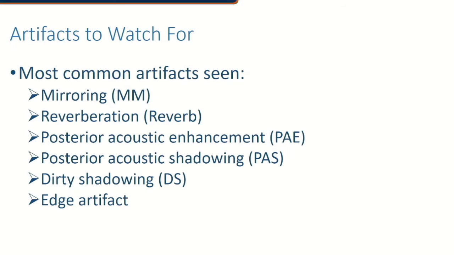Now I'd like to go back to my notes and remind you of some of the common artifacts we may encounter. You may see mirror artifact, and mirror artifact often is seen superior to the diaphragm. You may see some reverberation, some posterior enhancement, some posterior shadowing, dirty shadowing, which you would see near bowel, and edge artifact, which you might see near the gallbladder.